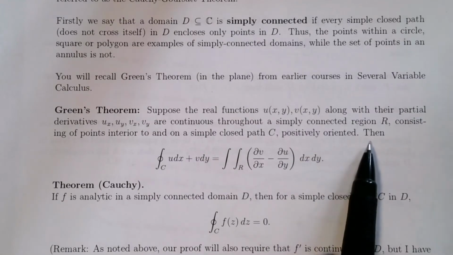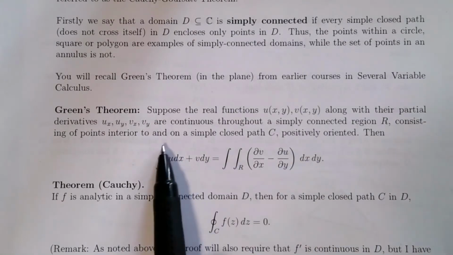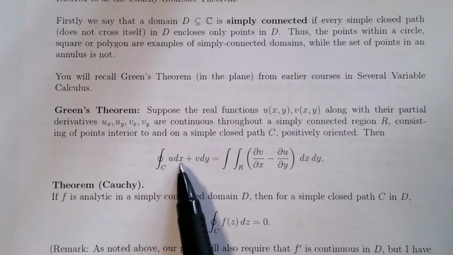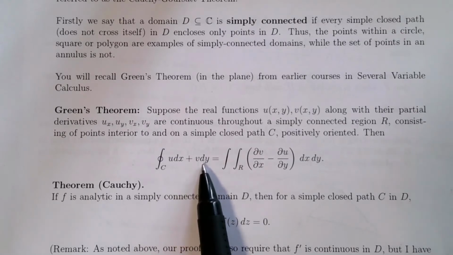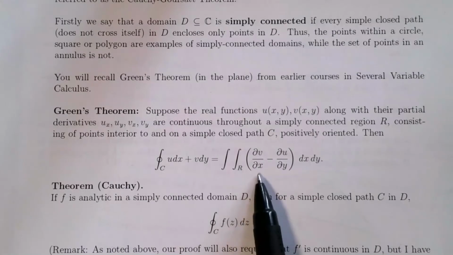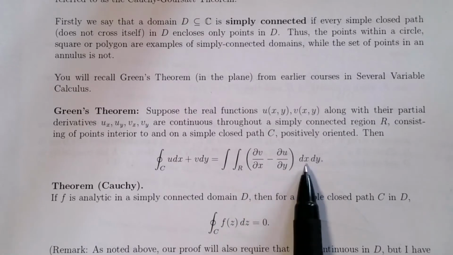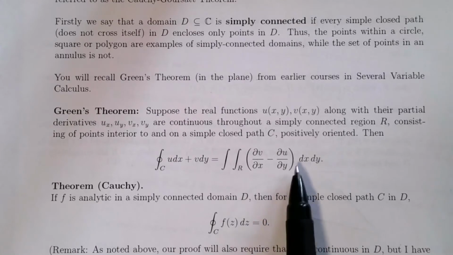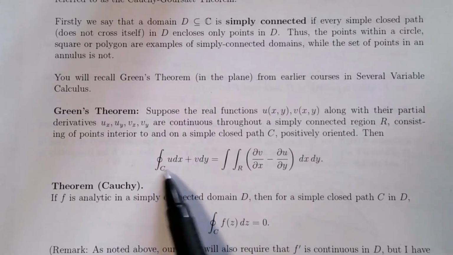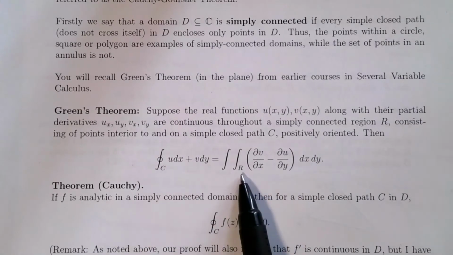Then Green's theorem in the plane says that the line integral along this curve C of u dx plus v dy is given by the double integral over the region that this C contains of this quantity here, partial dv/dx minus partial du/dy, dx dy. So this connects what's happening on the boundary to what's happening on the interior. It is in some sense a generalized form of the fundamental theorem of calculus.